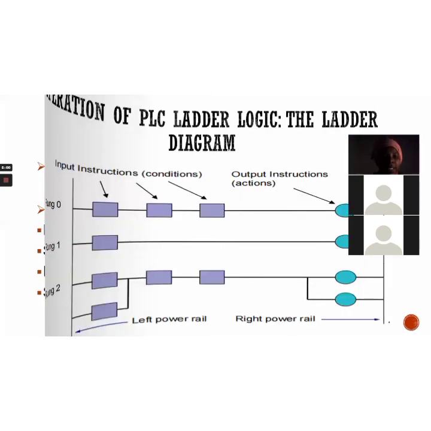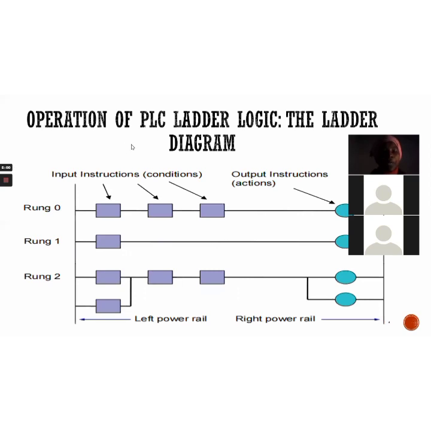So now when we come to the operation of a ladder logic program, from what you can see on this diagram, we have now the ranks. Remember, we have defined the rank. What is a rank? You can see it on the left side, and we have the input instructions on the left side. Then we have the output instruction on the right side. Then down there, you can see the left power rail and the right power rail.